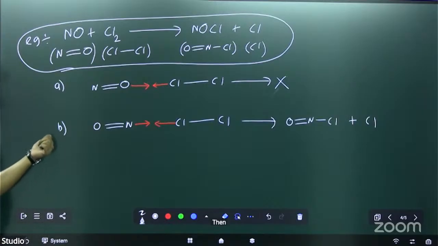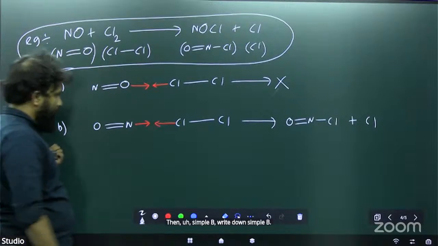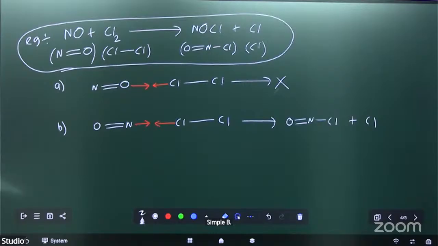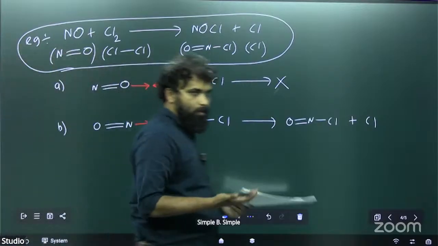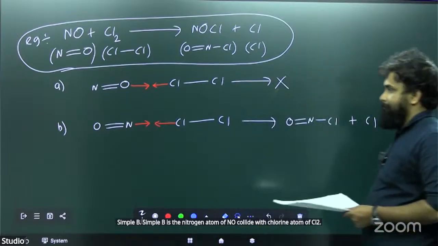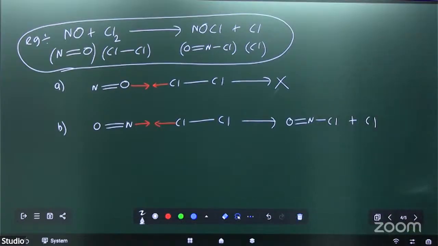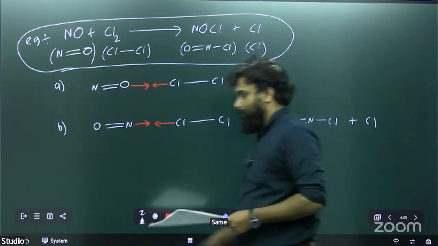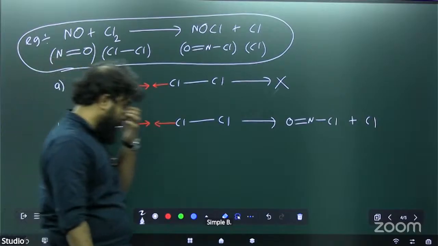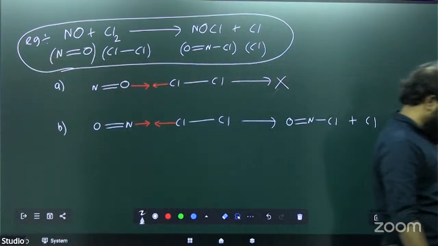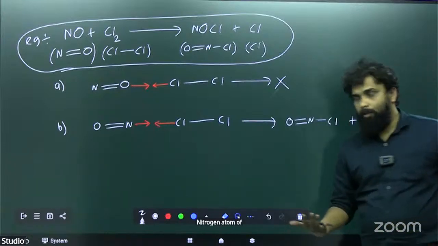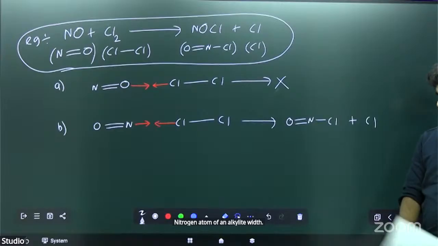Then write down sample B. Sample B is the nitrogen atom of NO colliding with the chlorine atom of Cl2.